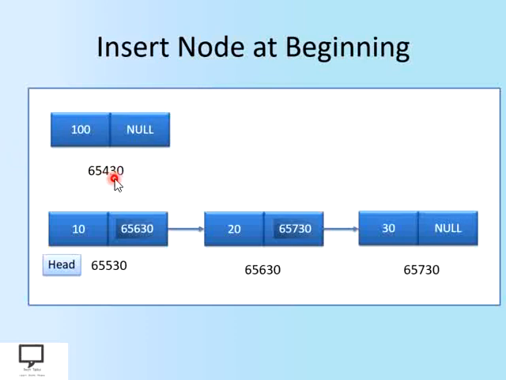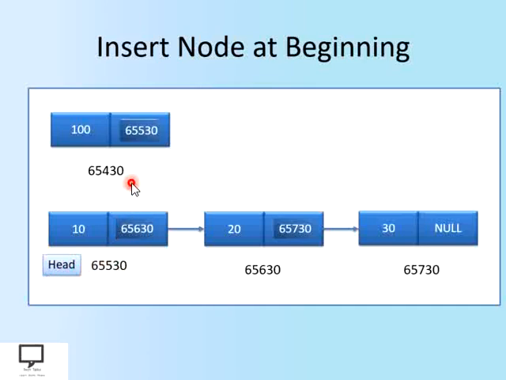And now what is the main task? After creation of node, the main task is to create a link between this node and the whole linked list. So what you are supposed to do? You are supposed to assign the address of head node into the next field. So you have to overwrite the null with the address of the head node. In our example, this address is nothing but 65530. Here you can see that 65530 is the address of the head node.